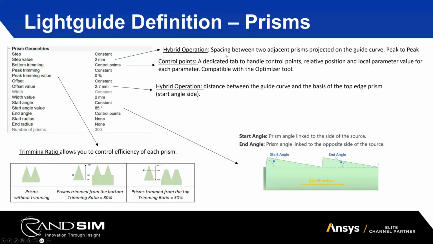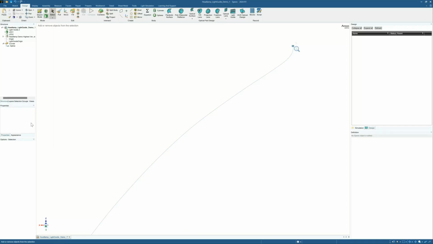Good job. All right. We also do have our start and end radius. We are not defining a radius of curvature on any of these prisms, but that is possible. So getting into the demo here. I think we are good on time. Yeah. All right. So let's get started.